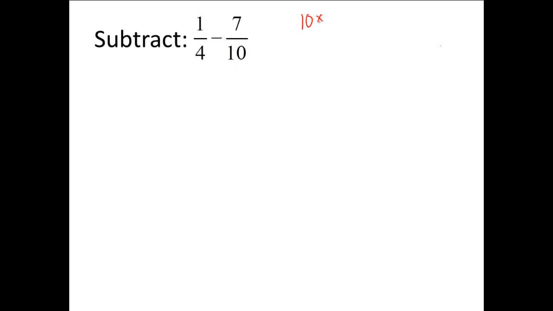10 times 1 is 10. 10 times 2 is 20. And we don't need to list any more multiples of 10 because 4 divides 20. 20 is the first multiple of 10 that 4 also divides, so 20 is the least common multiple of 4 and 10. We need to write both of these fractions with 20 in the denominator.